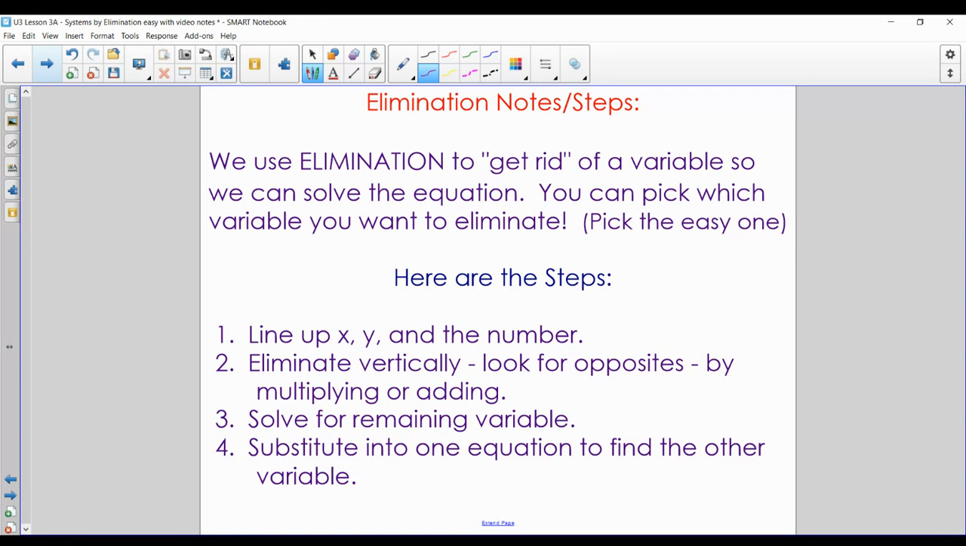Sometimes we've got to change something to be able to create that opposite pair. Once you eliminate one, the x or the y, you're going to solve for the remaining variable, and then substitute back into one of the equations to find the other variable. So again, if you need to, pause the video and write this down.